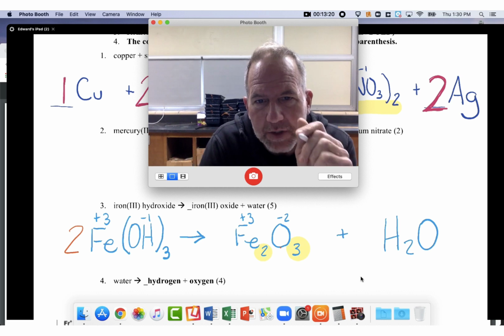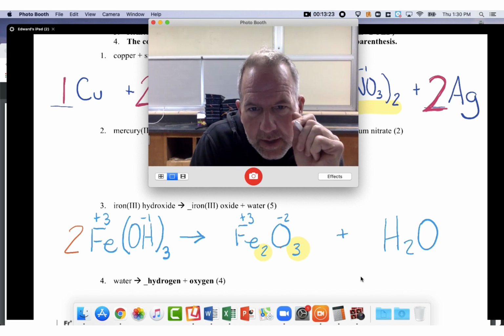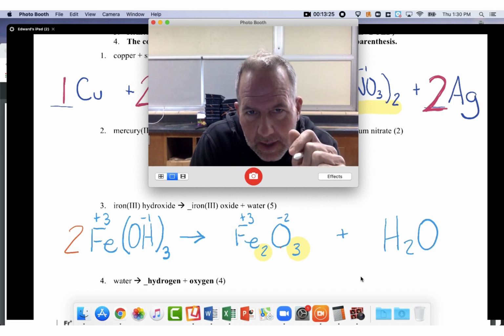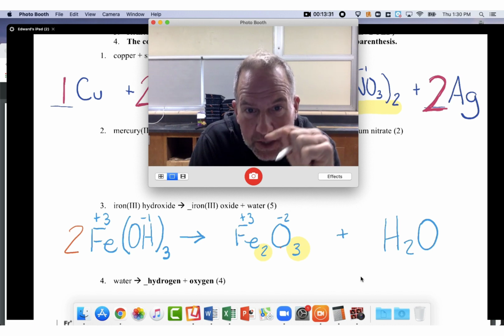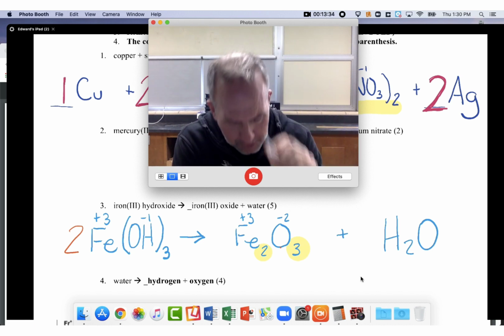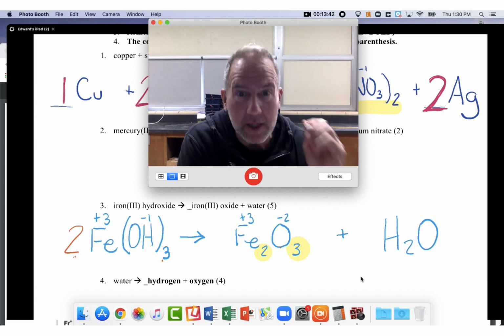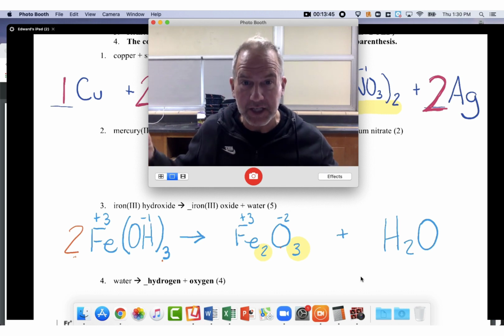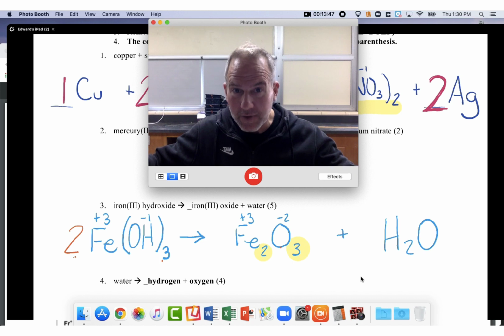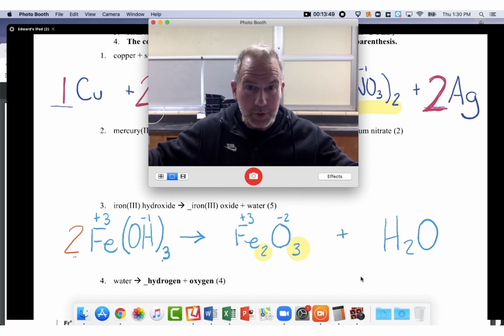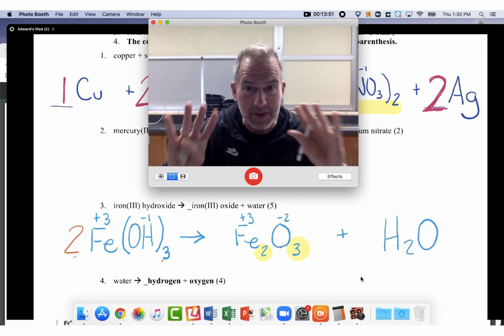Okay, now we're dealing with those oxygens and those hydrogens. So let's think. We know that they split apart, so we're going to do them individually. And this is a variation of what we normally do. So let's start with these H's. You have 2 out front and then 3 behind the parentheses. So that means we have 6 H's. Let's fix those H's first because the H is by itself. Leave the O's for last. That's going to be the trick. Leave the O's for last because they've split apart.